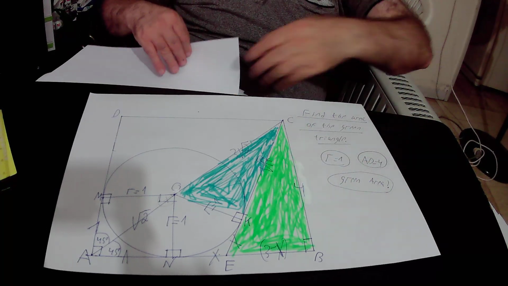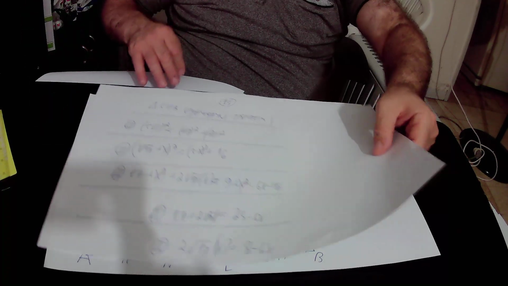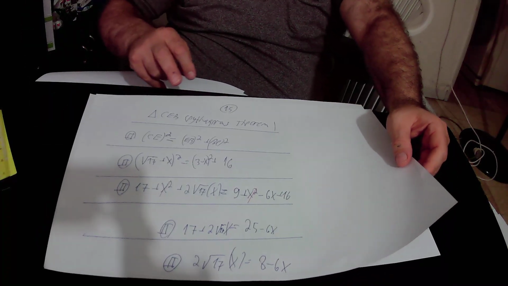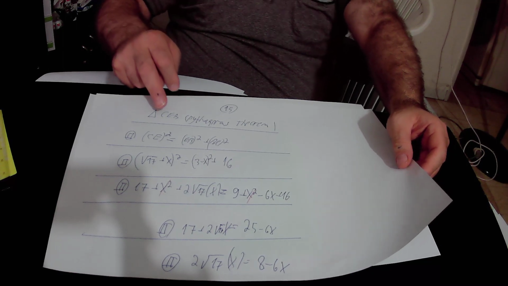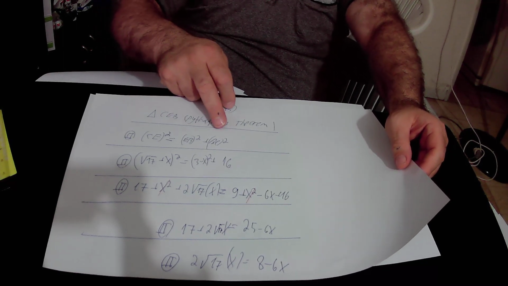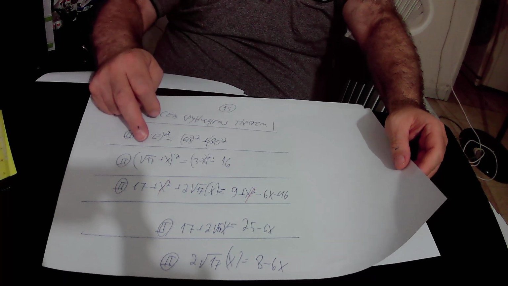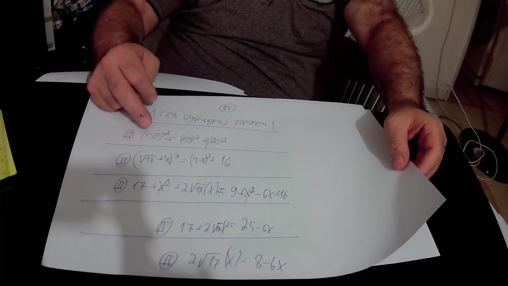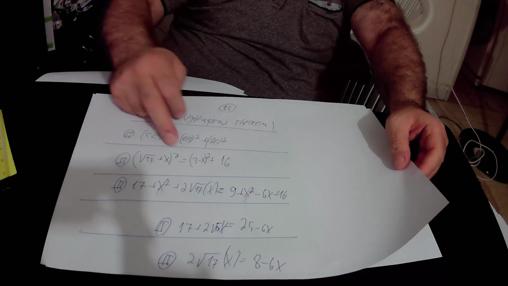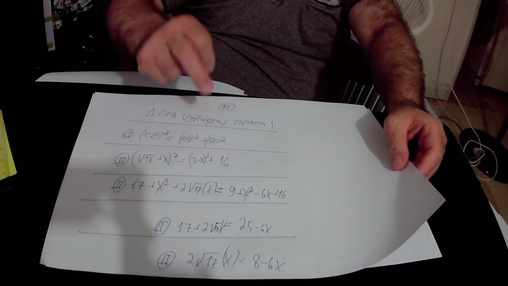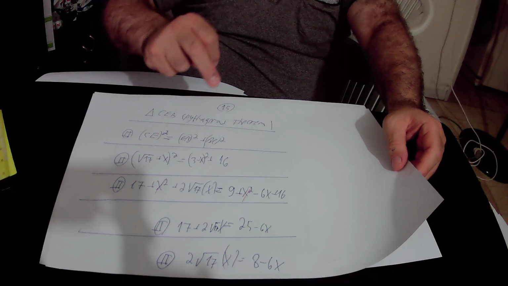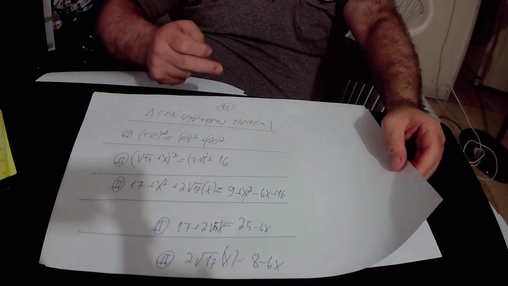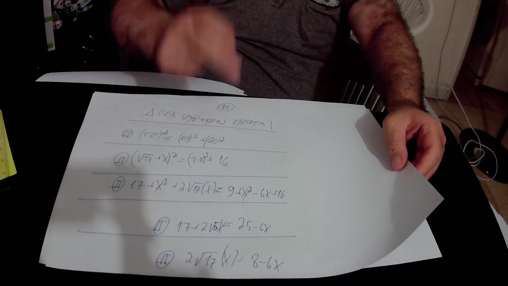And we implemented the Pythagoras theorem in the right triangle CBE. The square of the hypotenuse equals the sum of the squares of the perpendiculars, that is to say CE squared equals BE squared plus BC squared. CE equals square root of 17 plus x, so CE squared will be equal to square root of 17 plus x squared. BE equals 3 minus x, so BE squared will be 3 minus x squared. BC equals 4 units, so BC squared is 4 squared, which is 16.